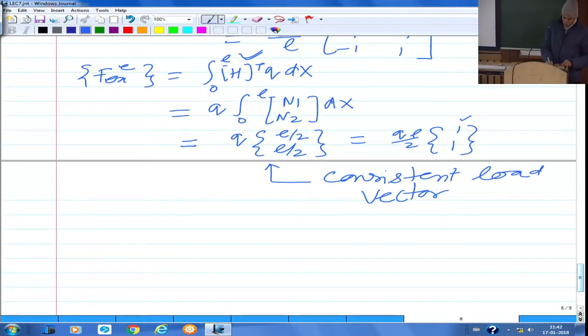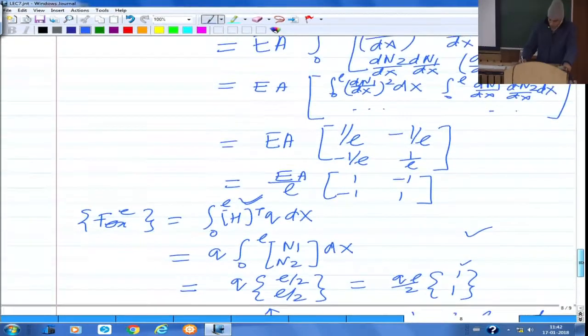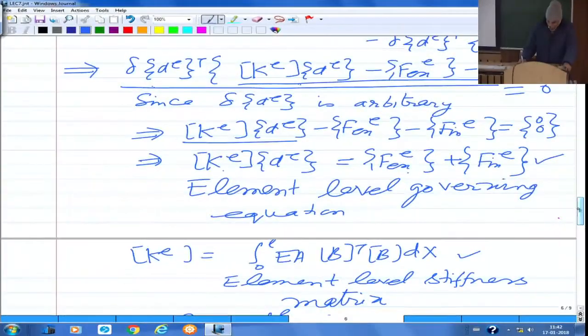Now the next step is assembly. Assembly means we are discretizing the given problem into a number of elements, and what we wrote right now was the element level governing equation. If you look at the element level governing equations, what are the unknowns there? One is D, which has two unknowns, the values U1 and U2, and of course this is known because it is in terms of the known quantity Q and the length of the element.